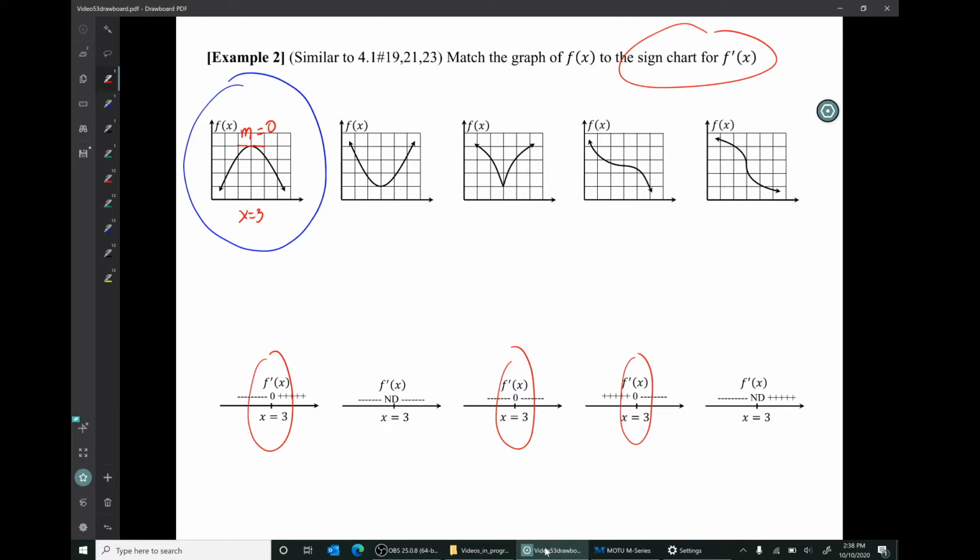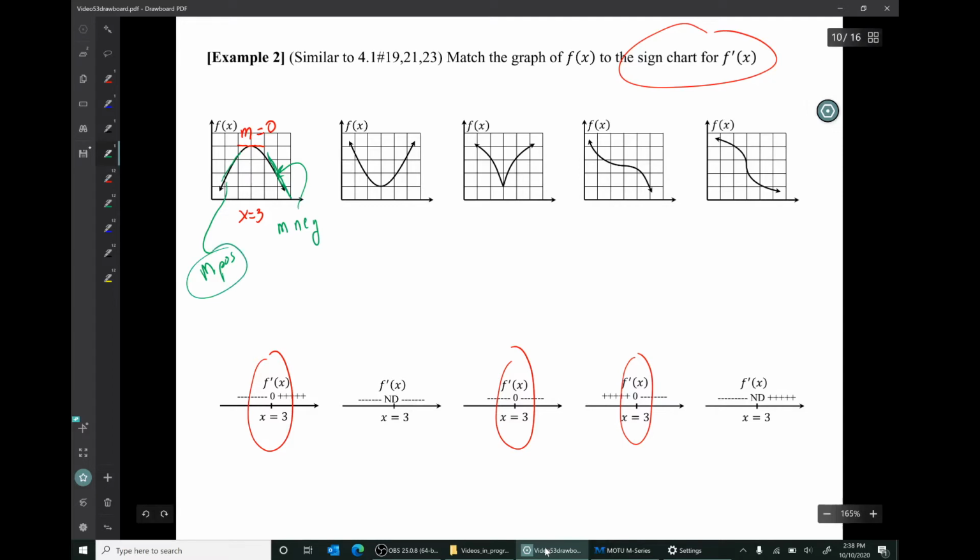Now let's look at some other aspects of this graph. Notice that to the left of 3, this graph has tangent lines that tilt up, and to the right of x equals 3, this graph has tangent lines that tilt down. That means the slope is positive to the left of x equals 3, and the slope is negative to the right of x equals 3. We have to have a sign chart for f prime that has the signs of f prime positive to the left of 3 and negative to the right of 3. That's this one. F prime is positive to the left of 3, f prime is negative to the right of 3, and again, f prime is 0 right at x equals 3. So this first graph goes with the 4th sign chart.